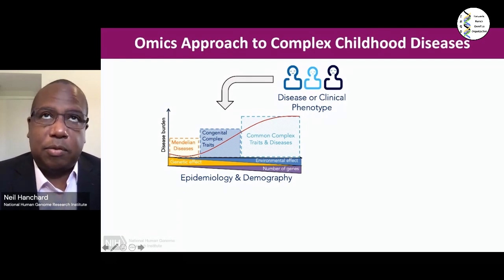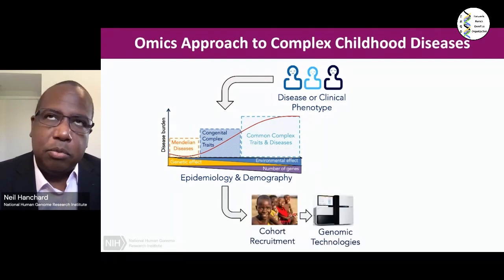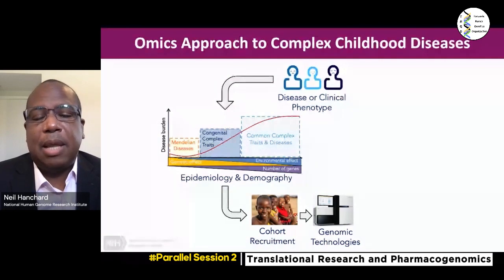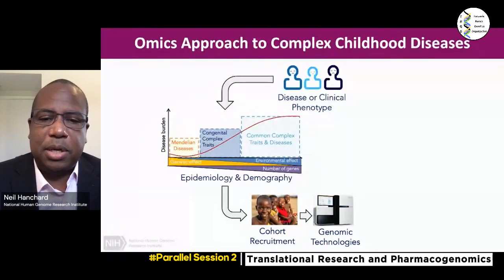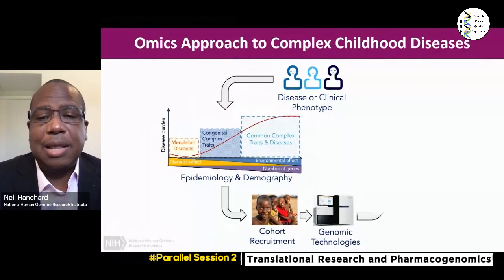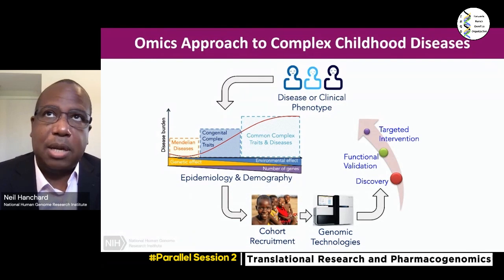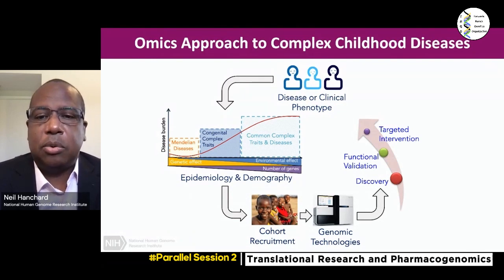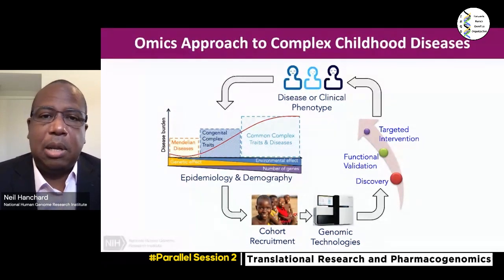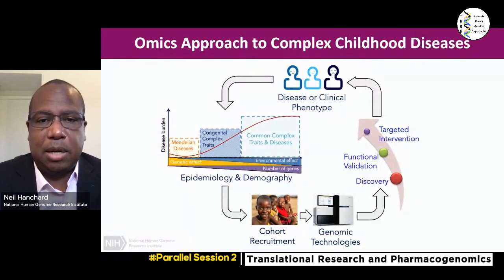And so once we've thought about a genetic model to use, then we recruit cohorts accordingly, and then we can apply the modern genomic technologies. And that really forms a nidus for discovery. And that's the starting point to then funnel our way through mechanism and using models to understand how we could best have a targeted intervention, with the hope that ultimately we might be able to close the loop in going from bedside to bench and back.